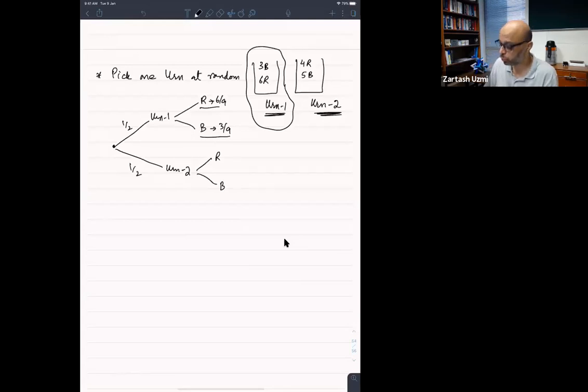If you pick urn 2, what is the probability of getting the red? So this would be 4 out of 9, and the probability of getting a black is 5 out of 9. Okay. Everyone is okay with that? Yes? So Naman, you have a question? Please go ahead and ask.